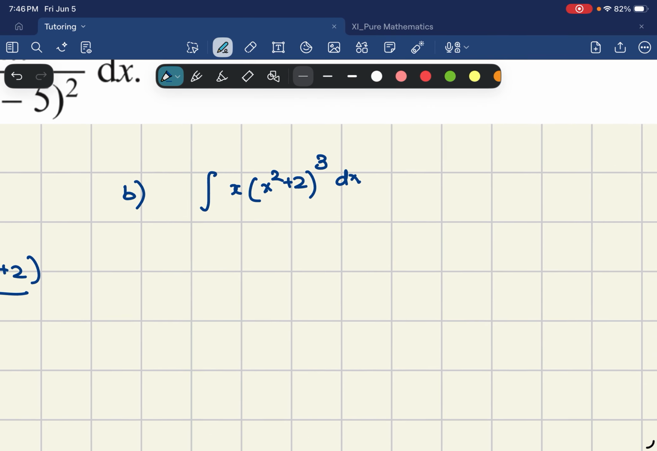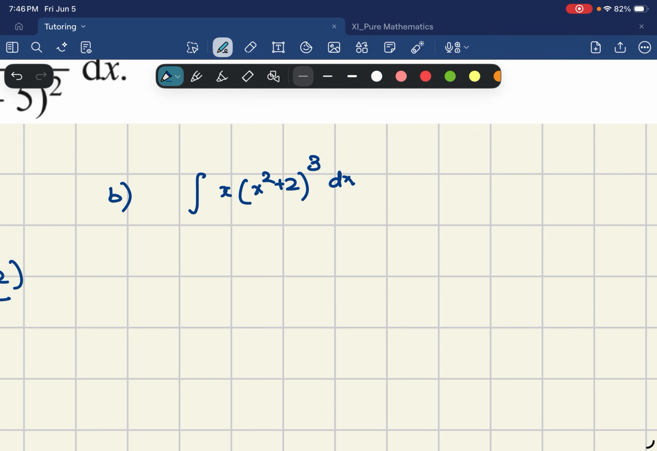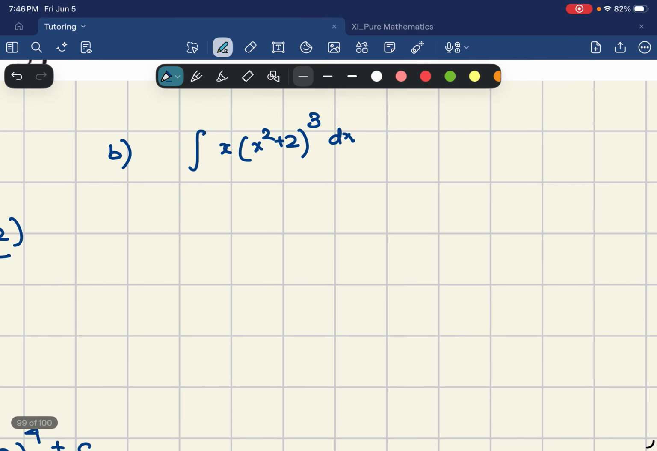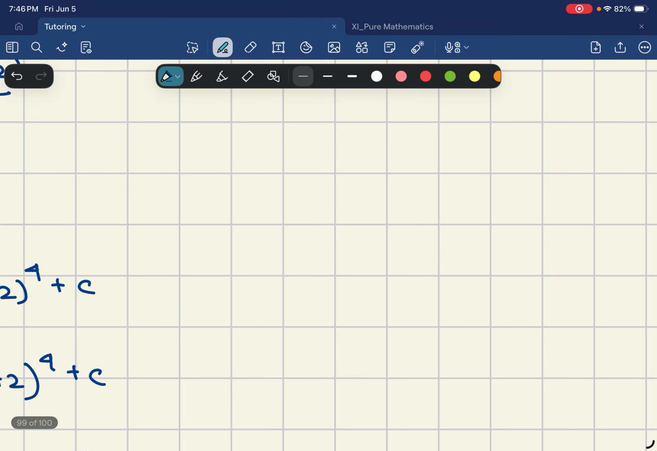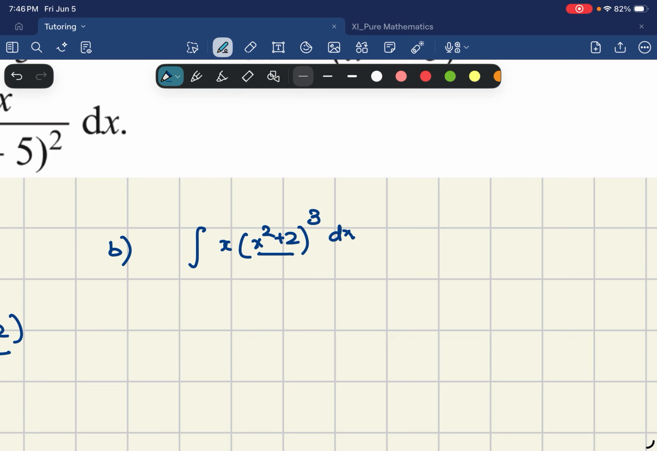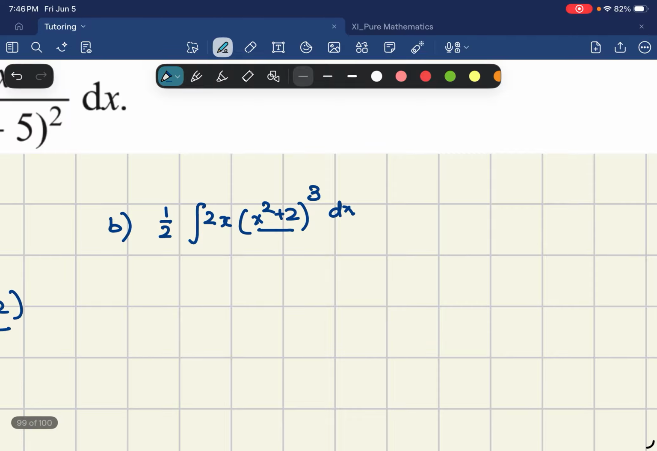You can use a method called U substitution. So what is that method? That is called the changing of variable. If I differentiate x squared plus 2, I'm going to get 2x. And I can create a 2x here, right? So I can multiply by 2 and I divide by 2. So now I have a function and its derivative.